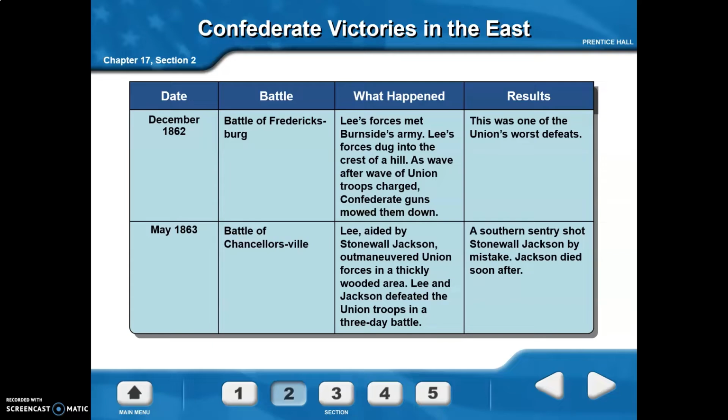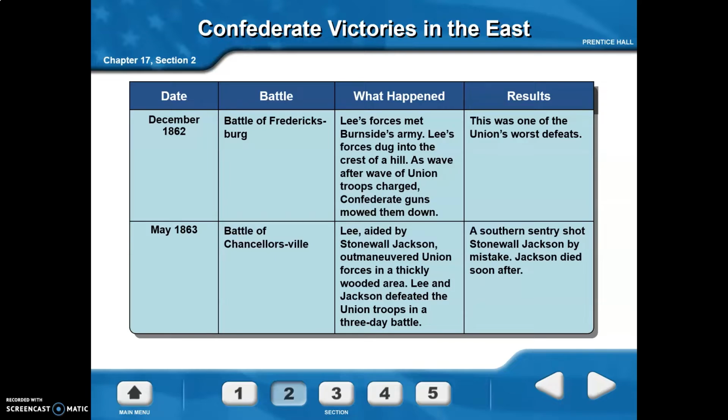Robert E. Lee was also aided by Stonewall Jackson, his right-hand man. Stonewall Jackson, you do not want to mess with. This man is brilliant. He's a great general. He knows the game. And they outmaneuvered the Union forces in a very wooded area. And Lee and Jackson defeated the Union troops in a 3-day battle, the Battle of Chancellorsville.